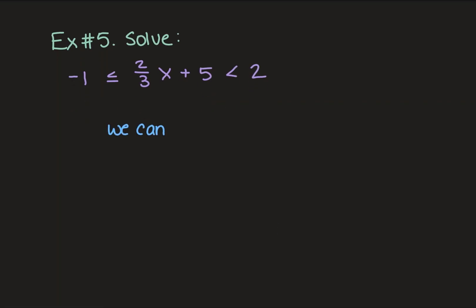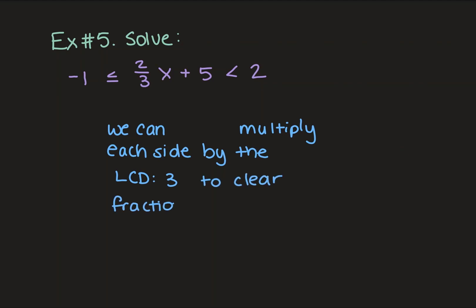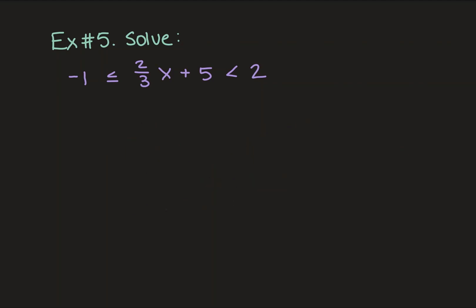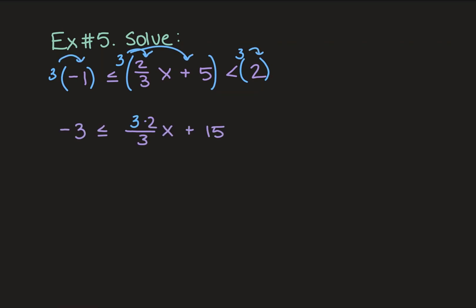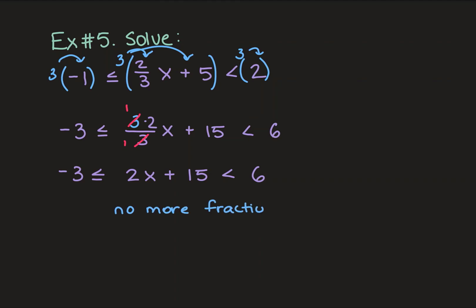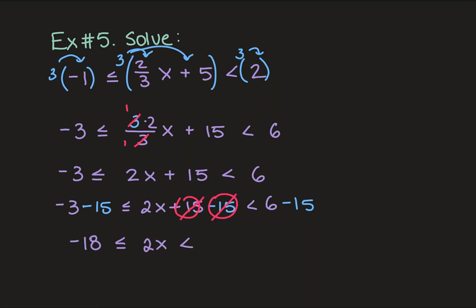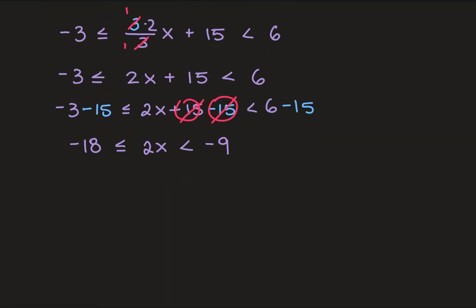For this, first we can multiply each side by the LCD, which is 3, to clear the fraction. So we need to multiply all 3 sides by 3 and simplify. Now, to isolate our x, we will subtract 15 from all 3 sides. And finally, we divide all 3 sides by 2. Negative 9 over 2 is already simplified, so we can just rewrite this as is. Now x is by itself in the middle.